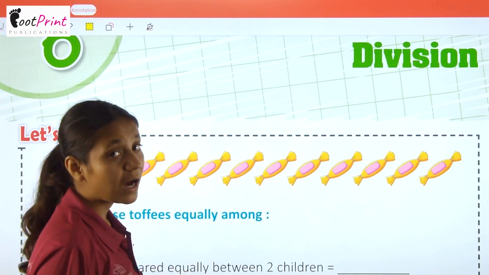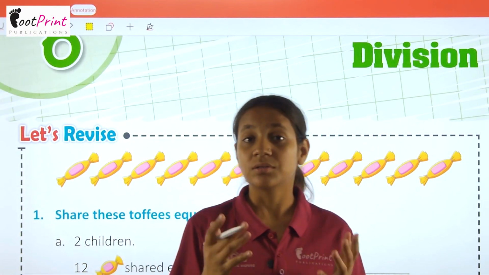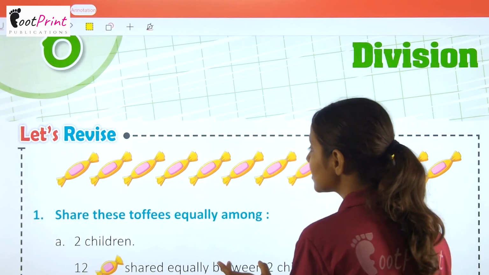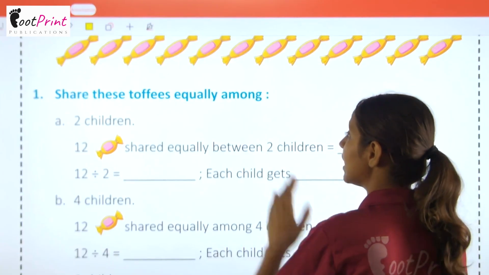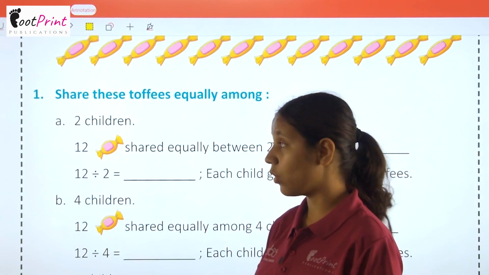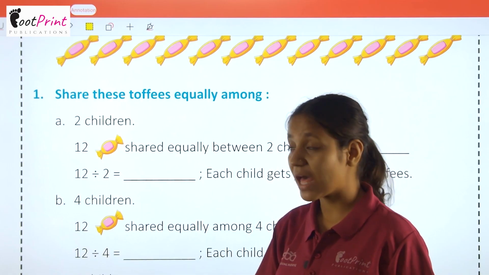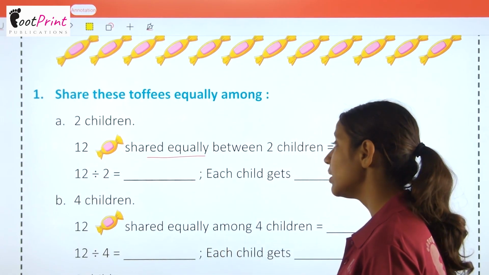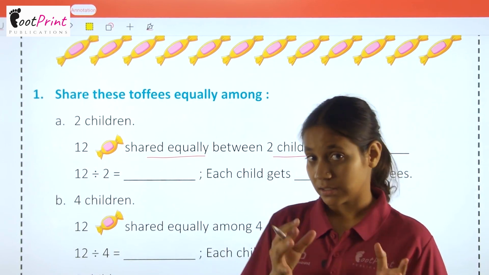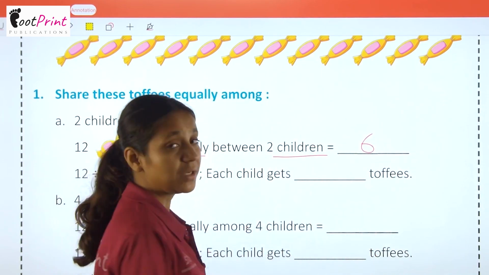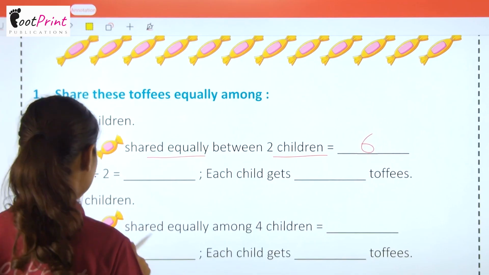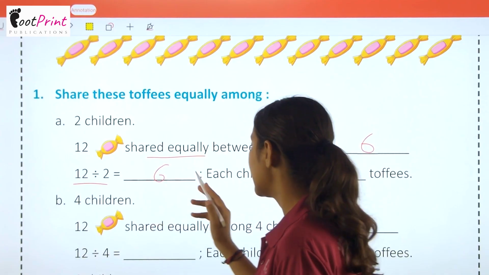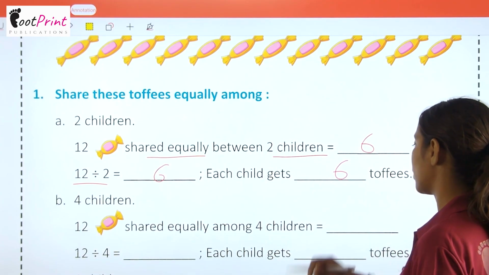Beginning with our introduction, we all know division means to distribute, batna. So, our first, let's revise question: share these toffees equally among two children. And we have 12 toffees. So, 12 toffees shared equally between two children is 6. That means 6 toffees each. 12 divided by 2 is 6. Each child gets 6 toffees.